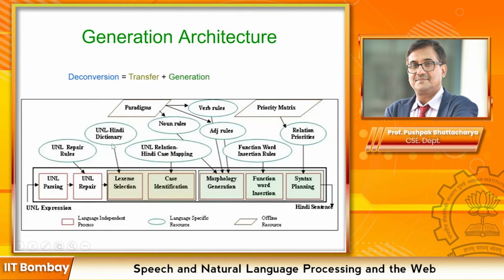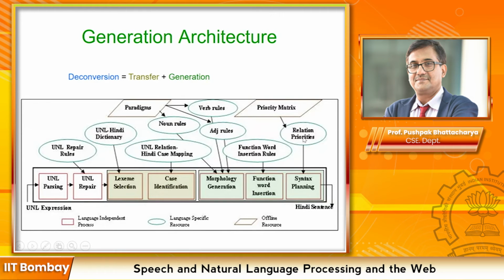So there is a universal dictionary where there are no language words, but only concepts. Okay, so think of a bank as a kind of financial institution that is converted to the Hindi word for bank. Then UNL relation to Hindi case mapping. There are noun rules for morphology, verb rules, adjective rules, function word insertion rules. There is a priority matrix which controls the relation priorities.